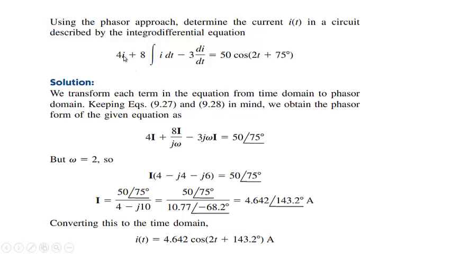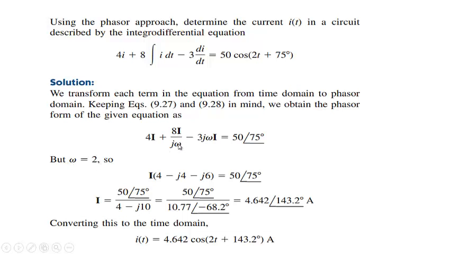When we transform this into phasor, it comes out to be 4I, and when you transform this into the phasor, it will be equal to 8I divided by j omega. Converting this into the phasor, we have simply divided by j omega. For the derivative case, we have to multiply by j omega, and this will be like this. This is simple, 50 at an angle of 75. Taking I as common, it will be 4 plus 8 by j omega minus 3j omega I, and you can see from here omega is equal to 2.